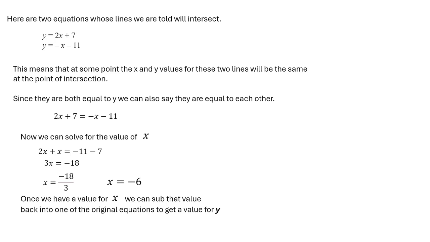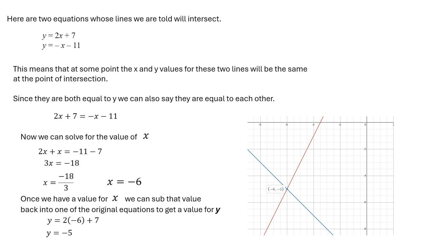Once we have this value for x, we can plug it back into one of the original equations to solve for y. We'll use the first one. So y equals 2 times negative 6, substituted for x, plus 7, which gives us a y value of negative 5. So now we have a point of intersection, which is negative 6, negative 5.